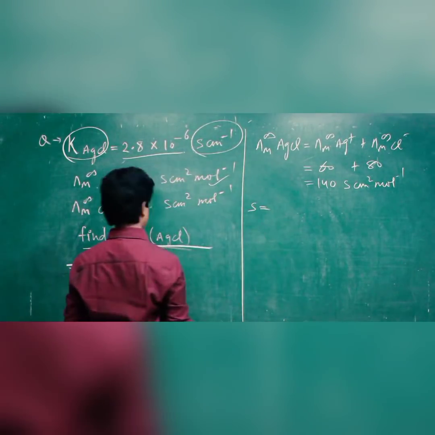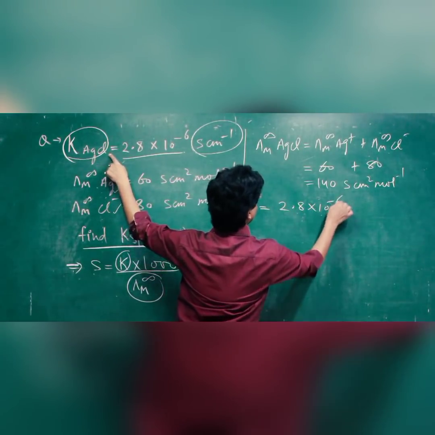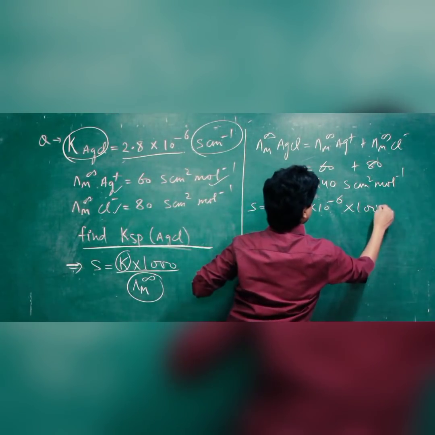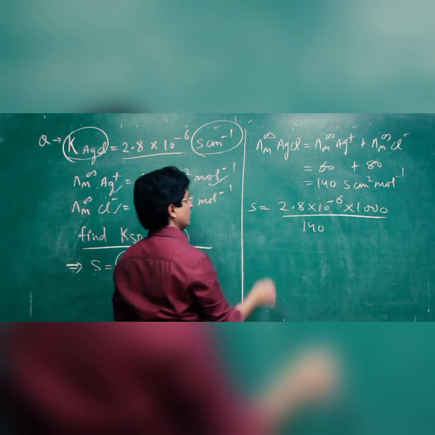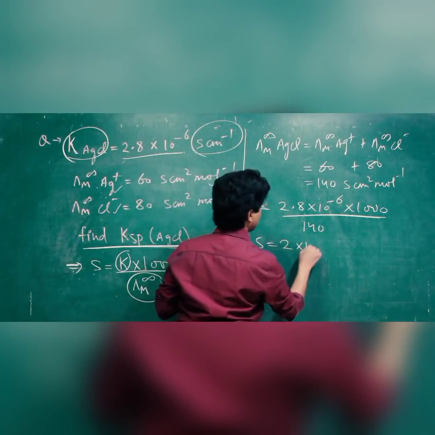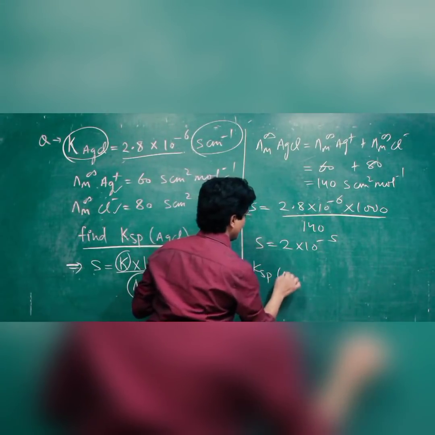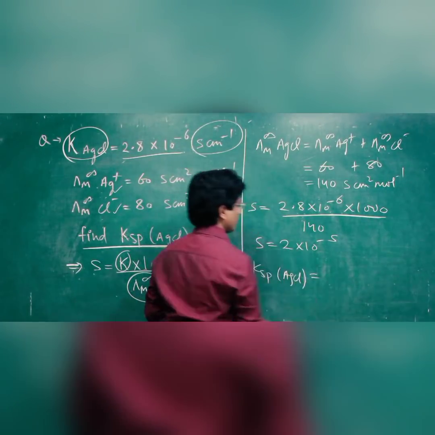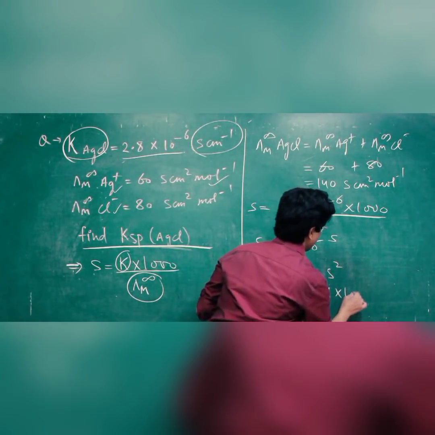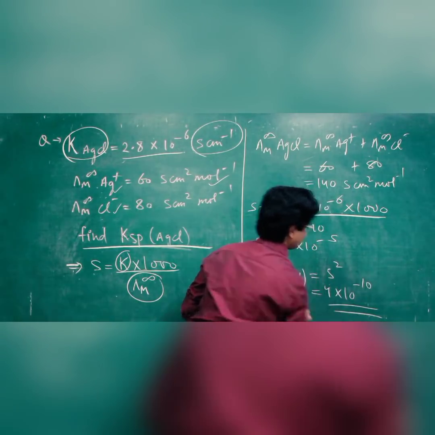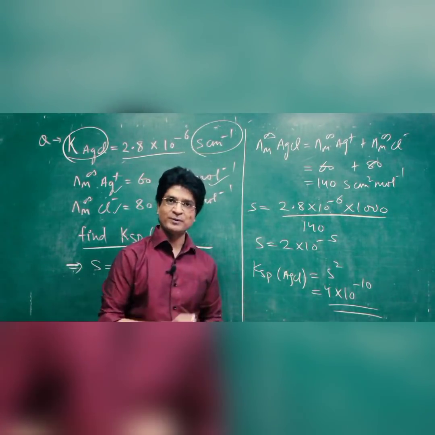So solubility from here will be, kappa is given as 2.8 into 10 to the power of minus 6 into 1000 divided by 140. You solve it, you will get 2 into 10 to the power of minus 5. And Ksp for a salt like AgCl is S square. So the answer will be 4 into 10 to the power of minus 10. Simple one, I believe. Okay, let's move to the next question now.